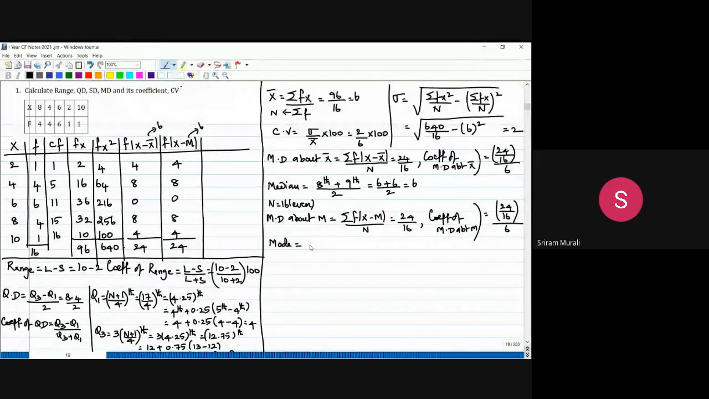Now the answer is what matters to me. What is a mode? Highest in the frequency. What is highest in the frequency? 6 is the highest, whose respective x is also 6. Therefore mode is 6.